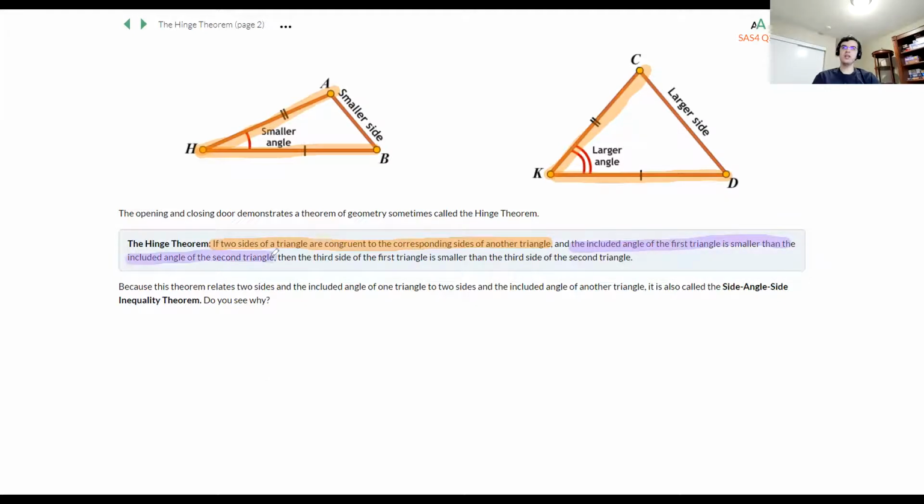When they say the included angle, we didn't talk about this super much in class, but that means this angle right here between the two sides, right? Like in a side angle side relationship. If I know that the first triangle has a smaller angle than the second triangle, is what it's saying.